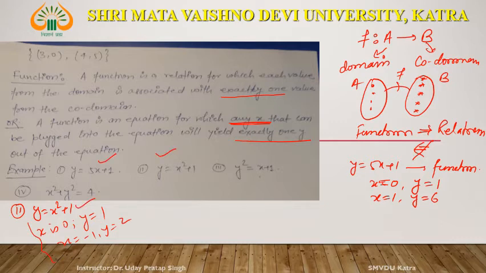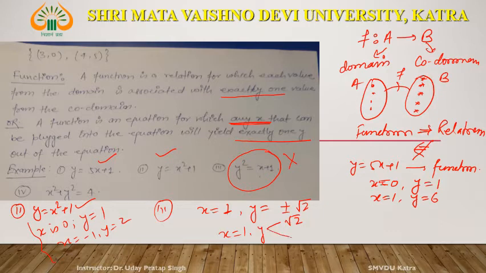Third, y square is equal to x plus 1. Whether this is a function? No, this is not a function. Why? Suppose x is equal to 1. Then what is y? Y is equal to plus or minus square root of 2. That is, for x equal to 1, y is either square root of 2 or minus square root of 2. We get 2 or more values of y. Hence, it is not a function.